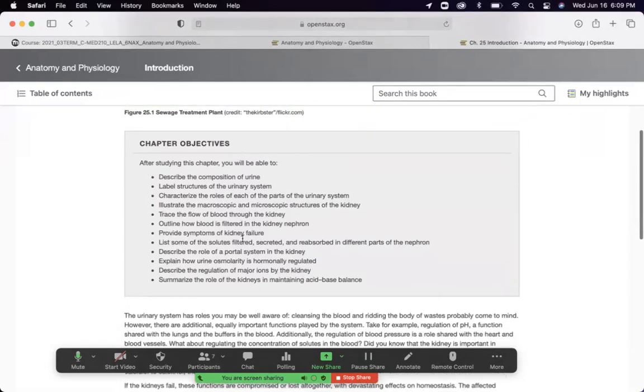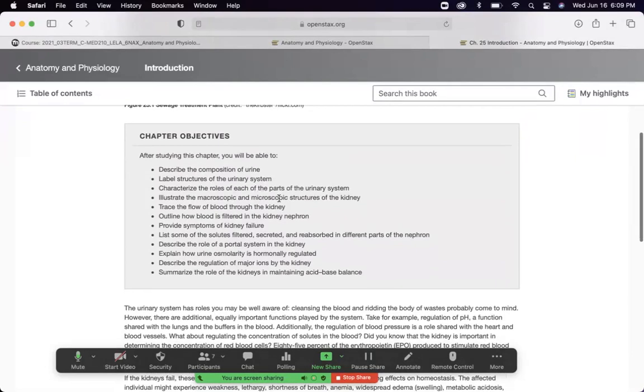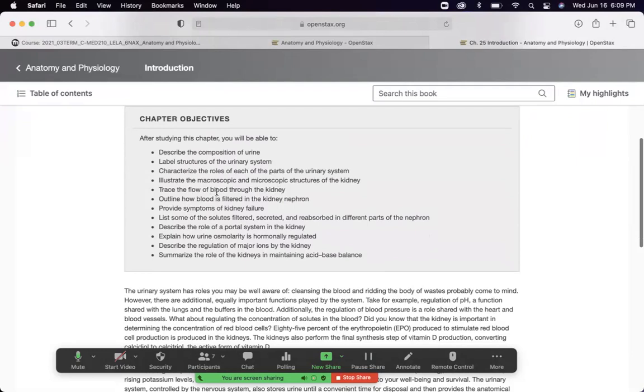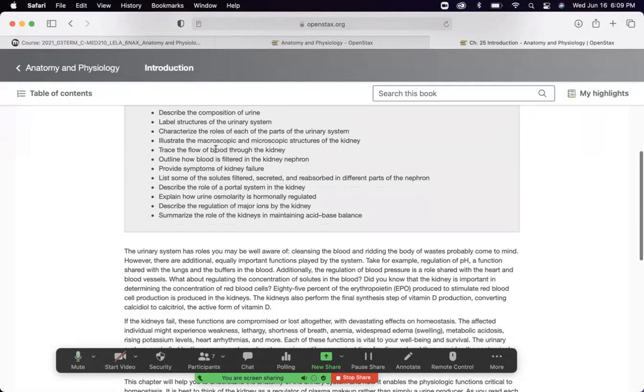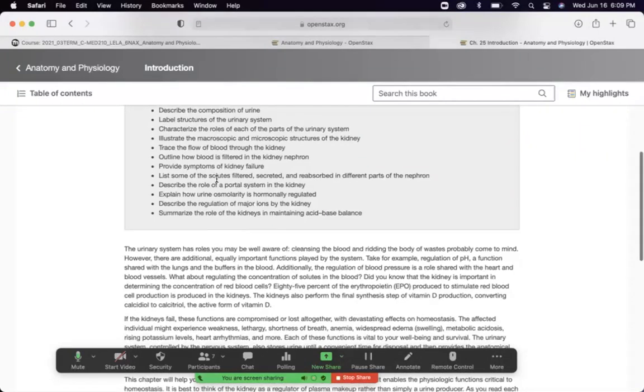These are our goals. What's urine? What are the structures of the urinary system? What are all the parts? We're going to talk about the macroscopic and microscopic. Another term for macroscopic is gross. If you ever want to go to medical school, there's a course called gross anatomy. Gross doesn't mean it's disgusting. It just means that it has weight, or you could see it. And that's your macroscopic anatomy.